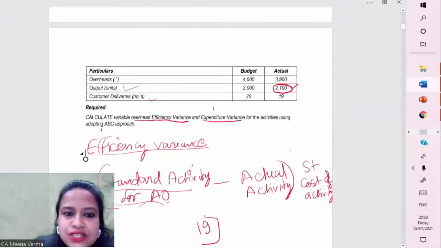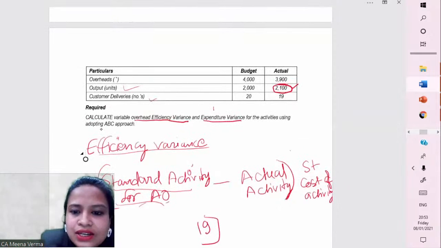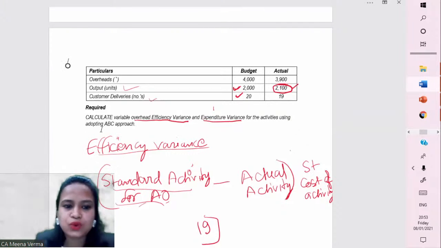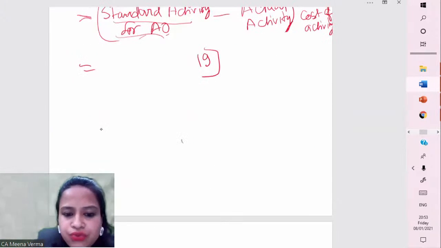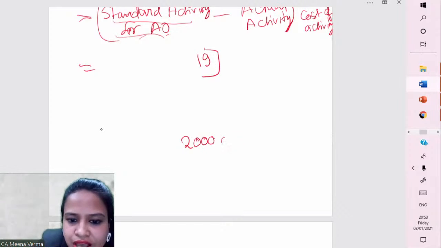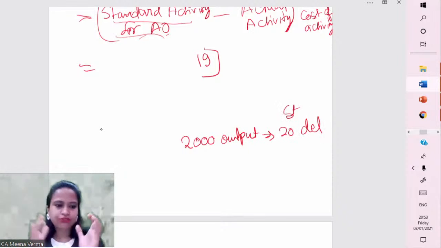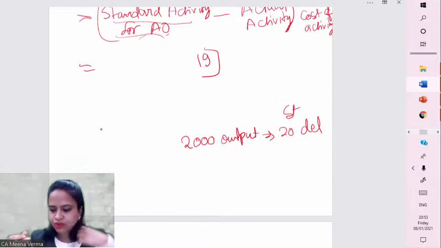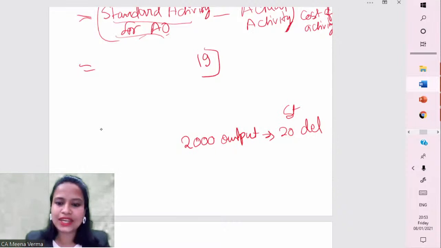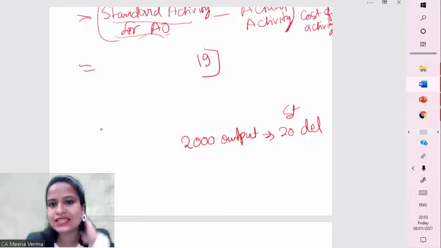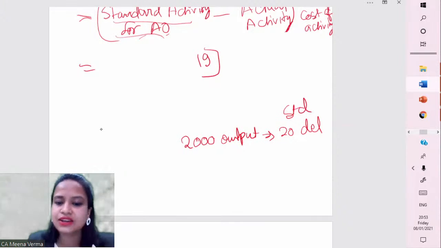Okay, so let us first consider: for standard 2000 output, the standard number of deliveries is 20. So for standard 2000 output, we have standard 20 deliveries. This is the standard, right? If we produce 2000 output, we will deliver those 2000 output in 20 deliveries. This is the standard we have.